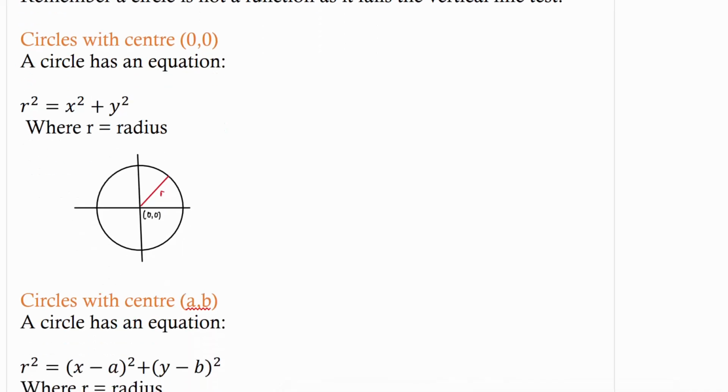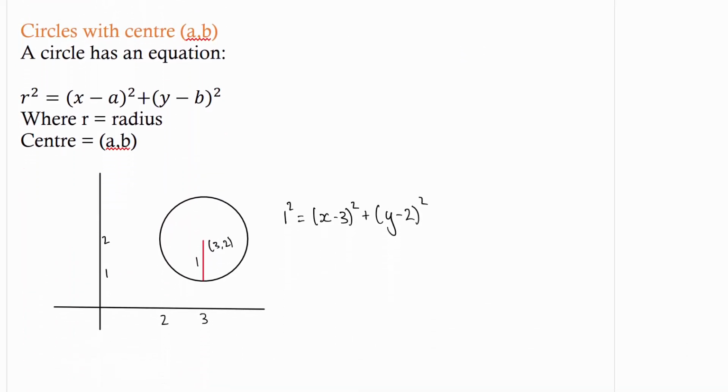The next one is a little bit more complicated. This is where the center is in a different location, some sort of coordinate on a grid. It's given by r squared equals (x minus a) squared plus (y minus b) squared. This time r is your radius, and the center is (a, b). Now it's important to note, in the formula it's x minus a, y minus b. So if you get a plus in there, you know it's actually a negative coordinate.